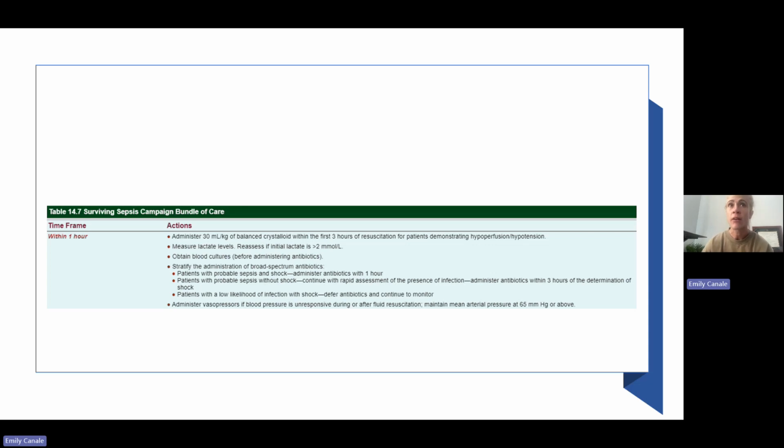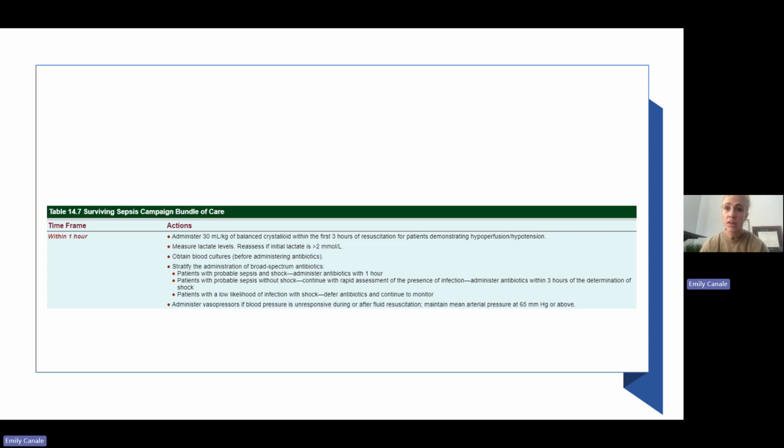So within 1 hour, I need to try and do this if my patient meets this criteria. So what I need to do is give them fluids. You're trying to give a one-to-one fluid replacement based off of their weight with normal saline, those crystalloids. You need to get lactate levels. If it's over 2, then we would diagnose someone with sepsis or septic shock.